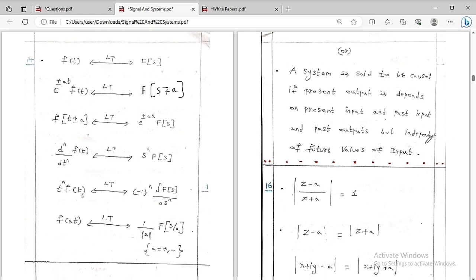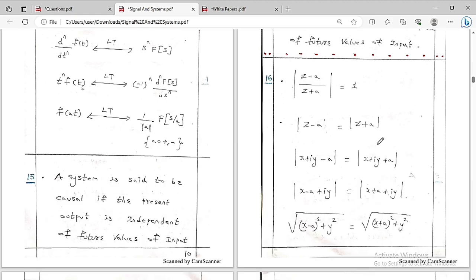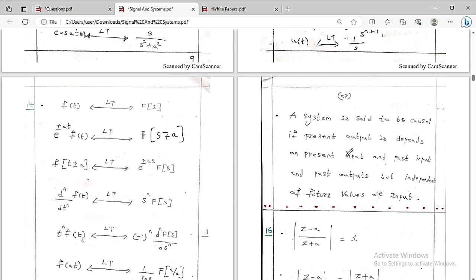So finally, a system is said to be causal if the present value of the output is independent of the future values of the input, or if the present value of the output depends on the present value of the input as well as the past values of the input and the past values of the output, but it is independent of the future values of the input. Then that is called the causal system.